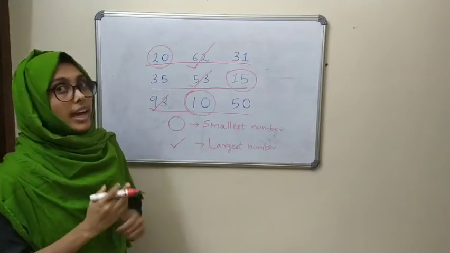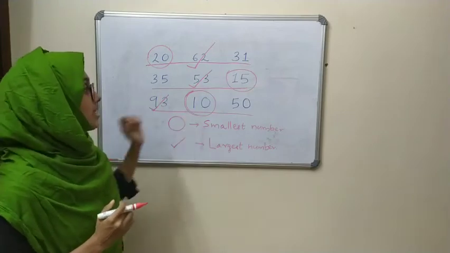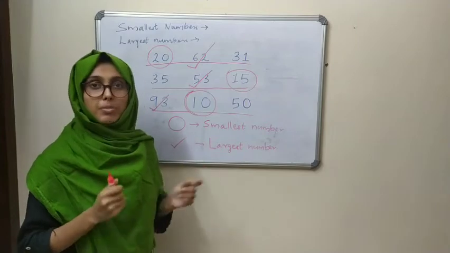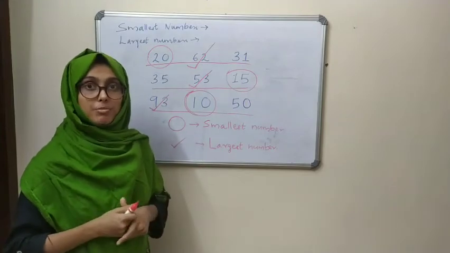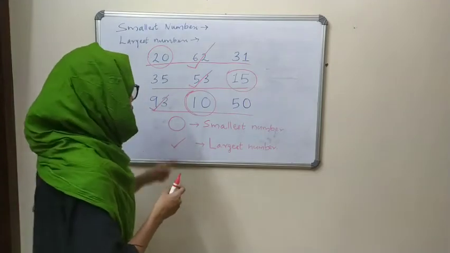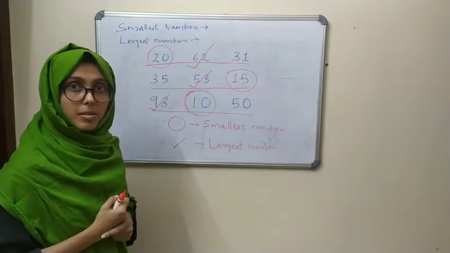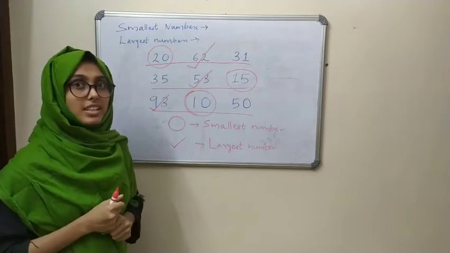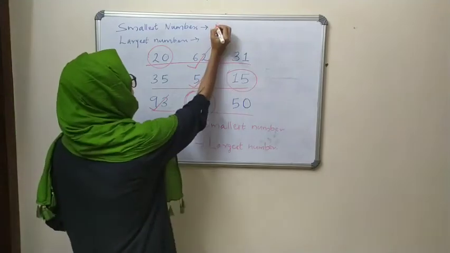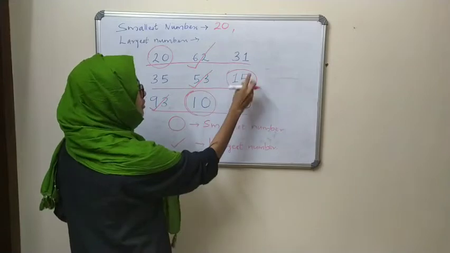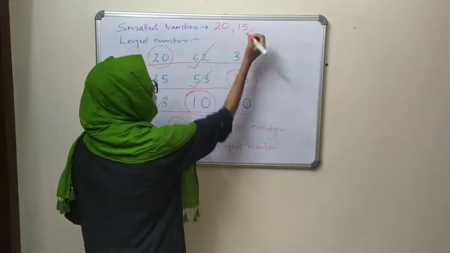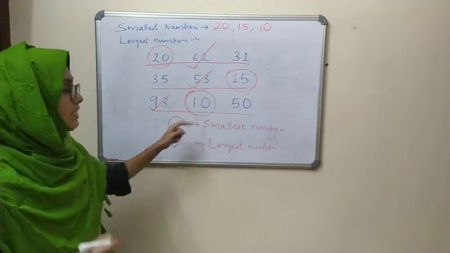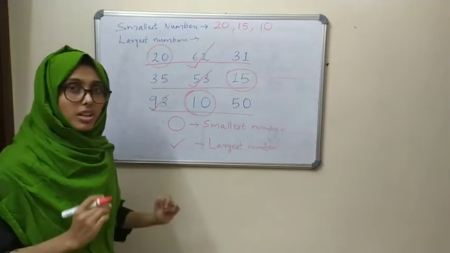So now I am going to write these numbers in ascending and descending order. Now look in the picture and tell me which are the smallest numbers. So we put a round to the smallest numbers, isn't it? So these three numbers are the smallest numbers. So I will write 20, then 15 and 10. So 20, 15 and 10. I wrote the smallest numbers.